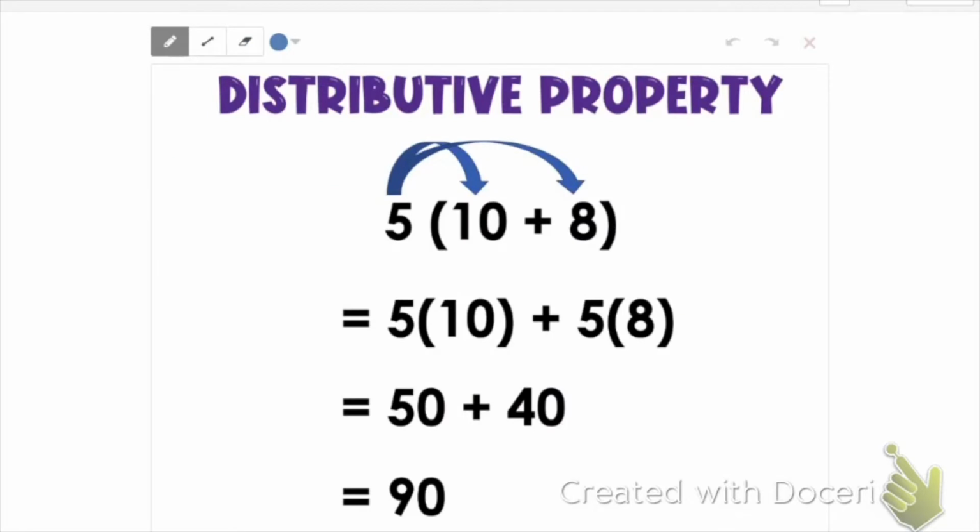So today I would like to teach you how to use the distributive property, right? So we're going to start with 5. Inside the parentheses we have 2 elements. We have 10 and we have 8. So we're going to start with 5 times the first one, 10. So we have 5 times 10. And then we keep the sign, we bring it down. It is a plus sign. And then we're going to take 5 multiplied by 8. So 5 times 10 equals 50. 5 times 8 equals 40. 50 plus 40 equals 90.